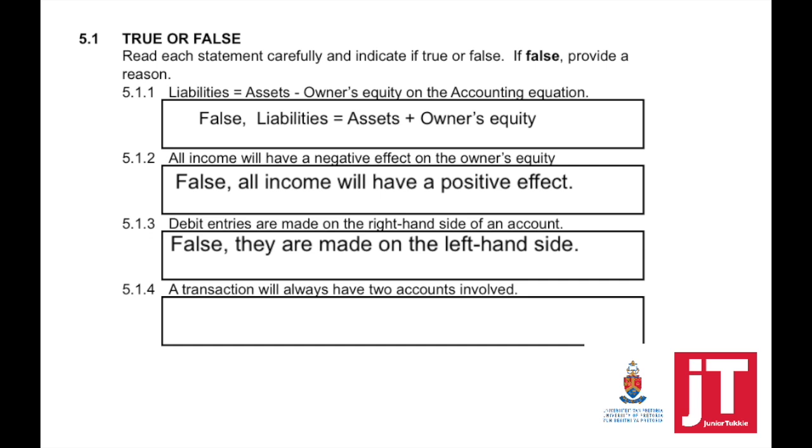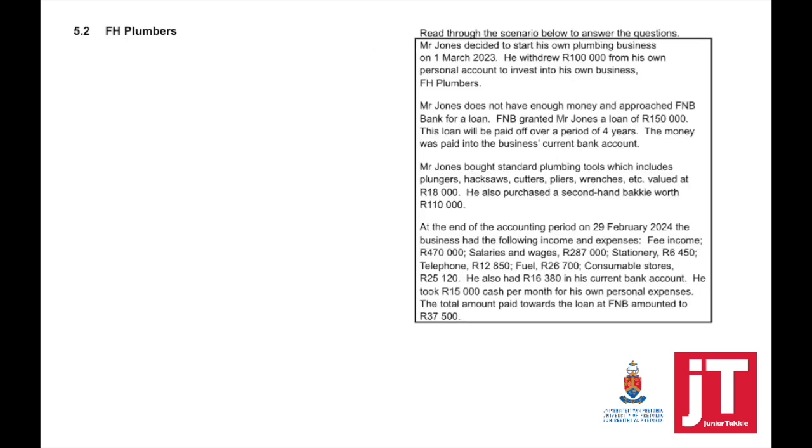Number 4, a transaction will always have 2 accounts involved. This is true. This is called the double entry principle. There are 2 accounts involved, and for every debit, there is a credit.